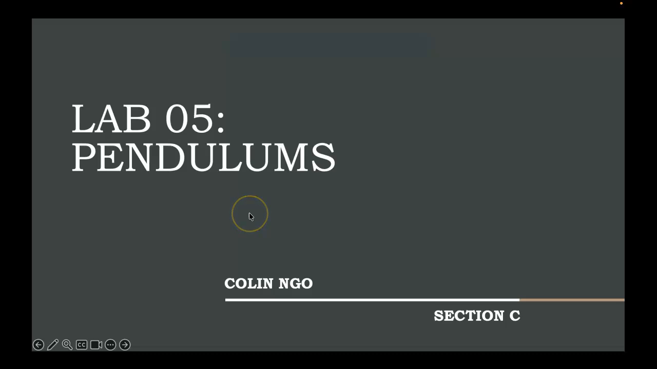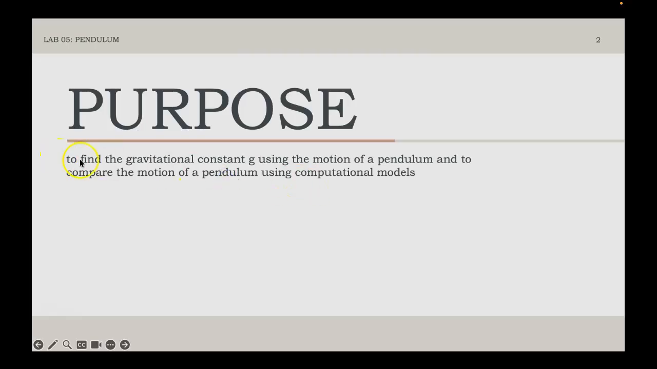Hello, my name is Colin Go, and I'm from Physics 2211 Section C, and today I'll be talking about Lab 5, Pendulums. The purpose of this lab is to find the gravitational constant g using the motion of a pendulum, and also to analyze the motion of a pendulum using computational models.